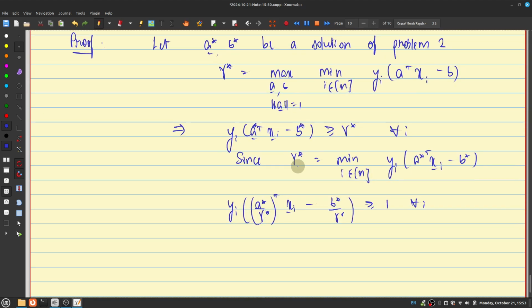Right? So, a star by gamma star. Before, a star had norm exactly equal to 1. Now I'm in some sense unnormalizing, so a star by gamma star does not have norm equal to 1. It satisfies the constraints of the hard SVM.